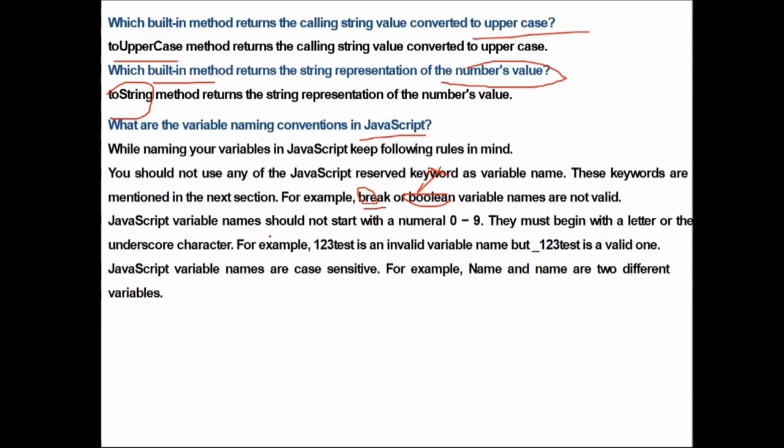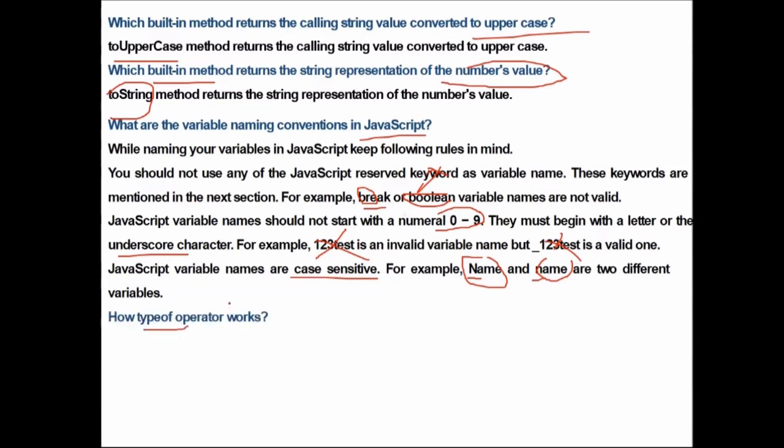JavaScript variable names should not start with 0 to 9, meaning no numeral. They must begin with a letter or underscore. For example, this is invalid, but this is valid. Underscore 123 test is valid. And JavaScript variable names are case sensitive. Please mind it, they are case sensitive. For example, Name, N is capital here, and name with a small n, these are two different variables because N is uppercase here and lowercase there.